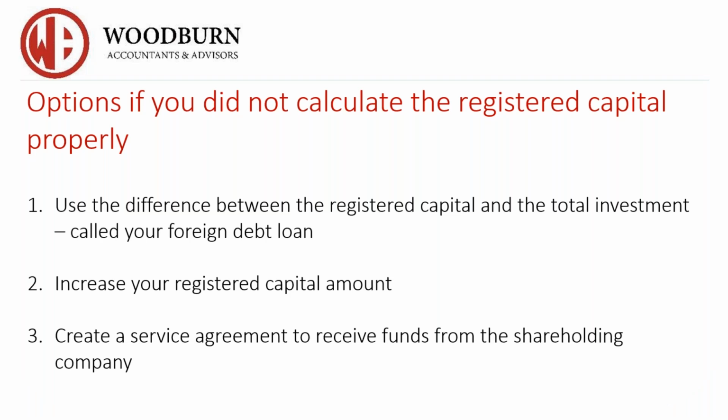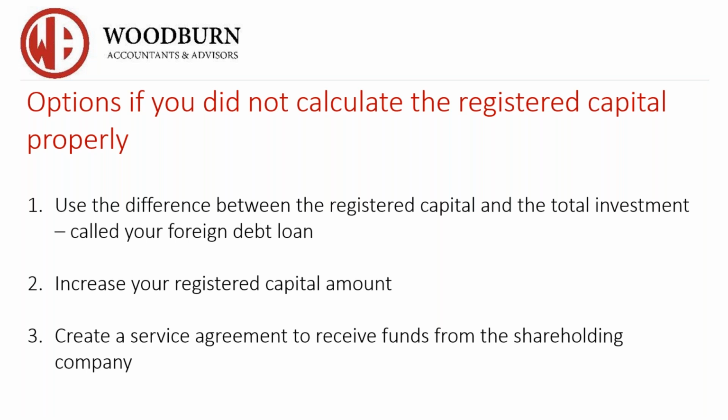One is use your foreign debt loan, which, as I explained earlier, is the difference between the registered capital and the total investment. So if registered capital is 70,000, total investment is 100,000, it's this 30,000 difference that can be used as your foreign debt loan to bring money in.